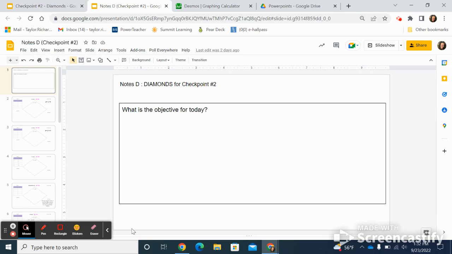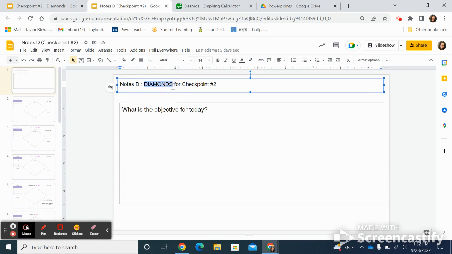Hi everyone, this is Notes D, and this is going to be for checkpoint number 2. So there's just one set of notes for checkpoint number 2. So let's just jump right in. And I'm going to be using this method, I guess, called diamonds. So that's what we're doing in this set of notes.